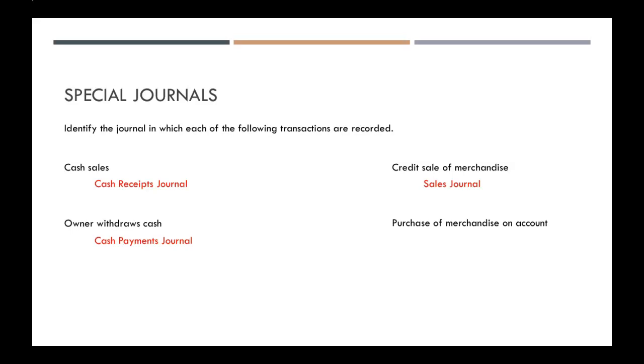Now, purchase of merchandise on account. So we ask ourselves, is cash involved? No, right? So it's either going to be the sales journal, the purchases journal, or the general journal. Well, it's not the sales journal because we said that was any sale of merchandise on account. What about the purchases journal? We said that was any purchase of merchandise on account. So this is the definition of what goes into the purchases journal.